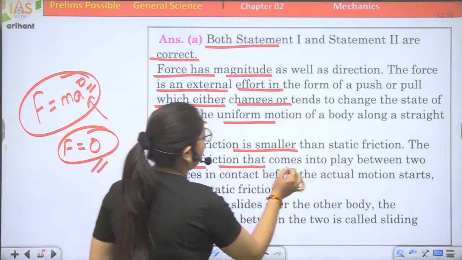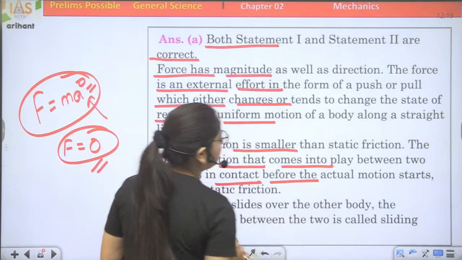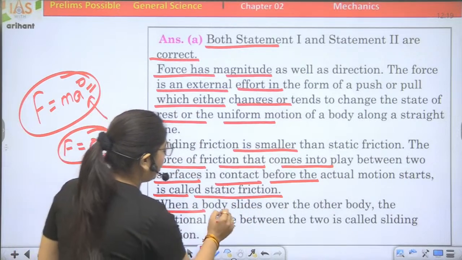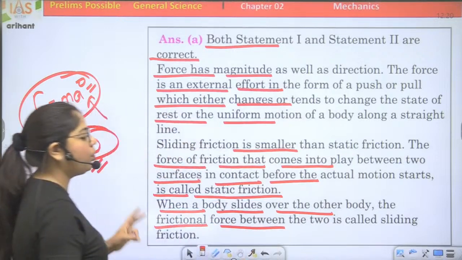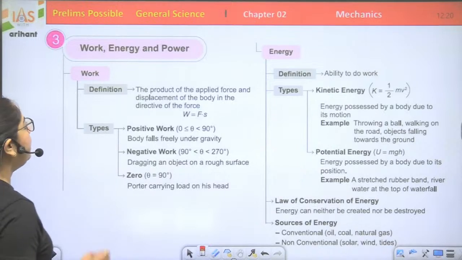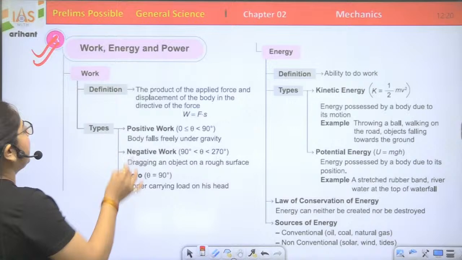The force of friction that comes into play between two surfaces in contact before the actual motion starts is called static friction. When a body slides over another body, the frictional force between the two is called sliding friction. Clear? Coming to the next topic of this mechanics chapter: work, energy and power.